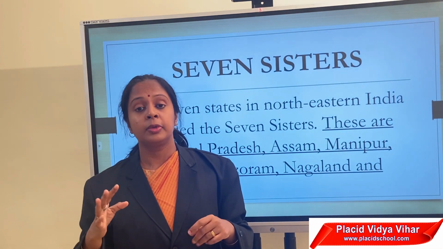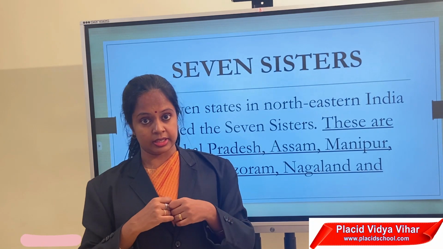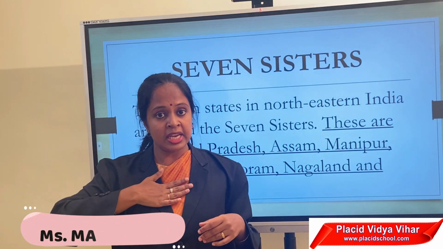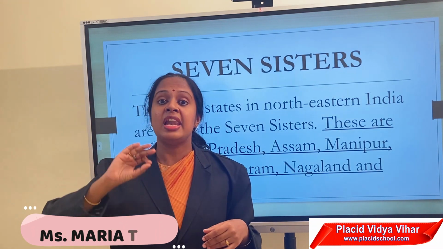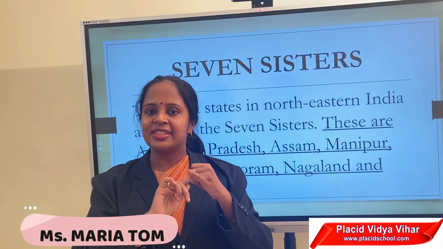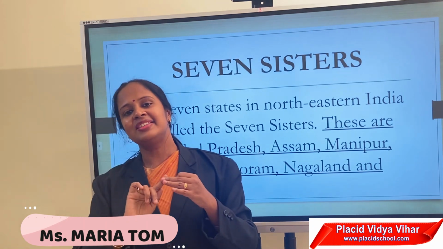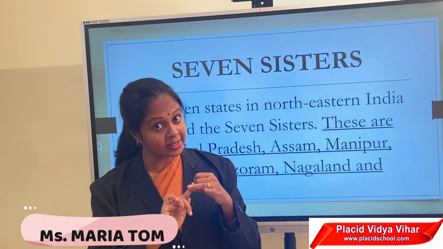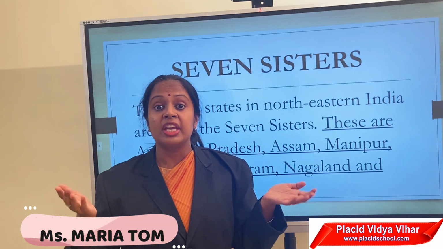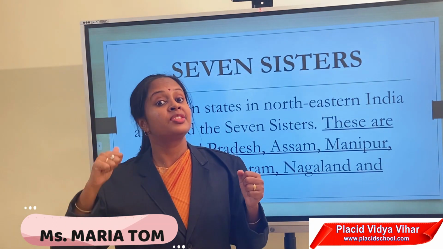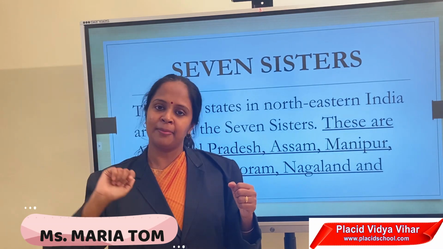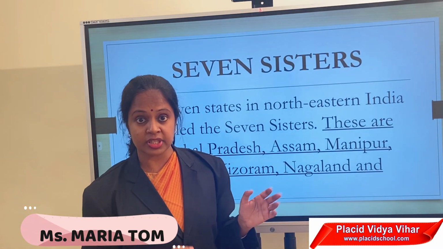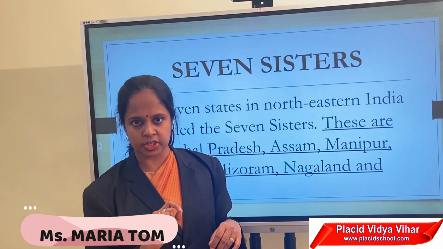Fifth point is about our neighboring countries. We have a total of 9 countries as our neighbors. We share land boundaries with Pakistan, Afghanistan, China, Nepal, Bhutan, Myanmar and Bangladesh, and we share water boundaries with Sri Lanka and Maldives. So children, please learn all the points, and if you have any doubts, please note them down.